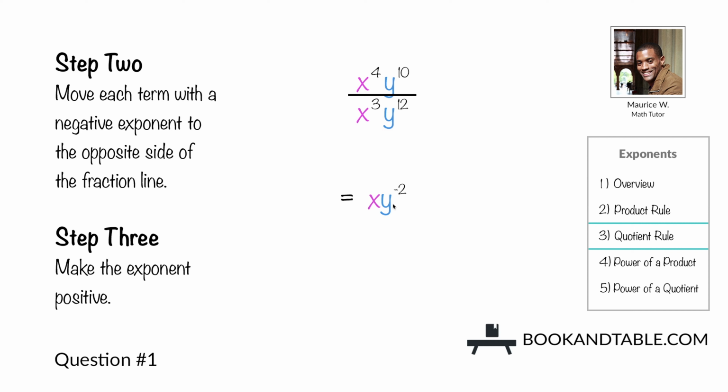So we have a negative exponent, so we'd like to make that positive. So step 2, move each term with the negative exponent to the opposite side of the fraction line. And then step 3, make the exponent positive. So we move the y to the negative 2 to the denominator, and that gives us a final answer of x over y squared.